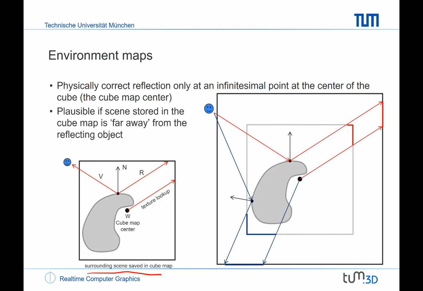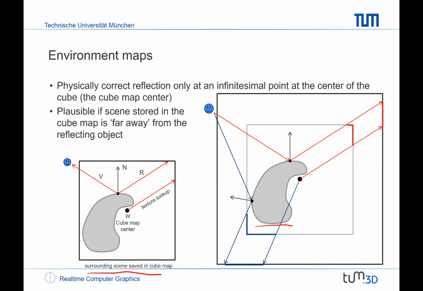How can we heal that problem? We cannot heal it, but at least we can make that error small, so that hopefully it is not visible. If we have an object with an areal extent, and this object does not exactly coincide with the center of the cube map, then if the surrounding is infinitely far away from that object, that error becomes smaller and smaller. And that is what we actually see here.